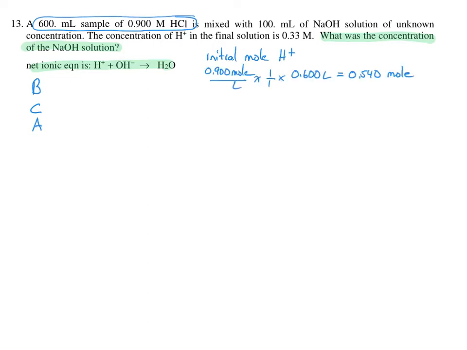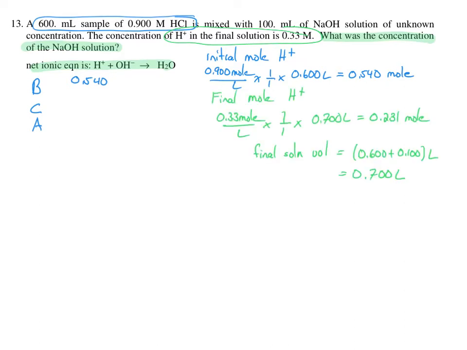All right, so we have 0.540 initial moles of H+. We can calculate the final moles of H+, because we have the concentration of the final solution. And if we add the two volumes together, we can get the volume of the final solution. So we enter the final moles of H+ into our BCA table.